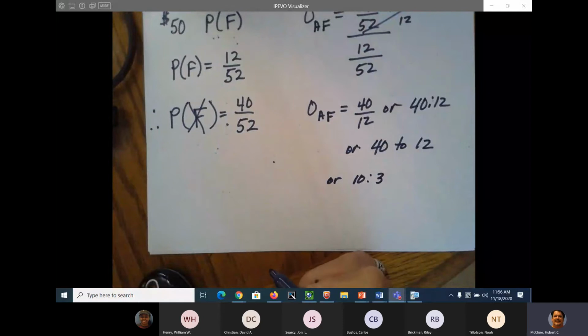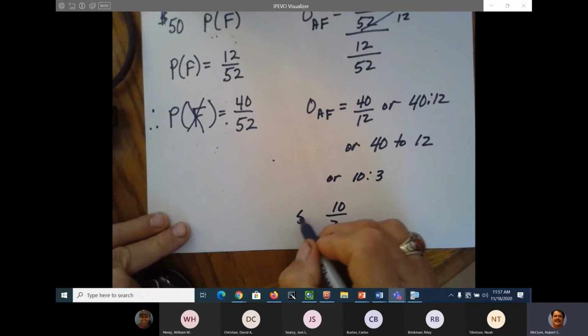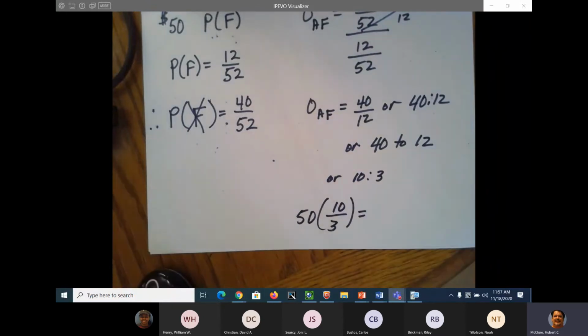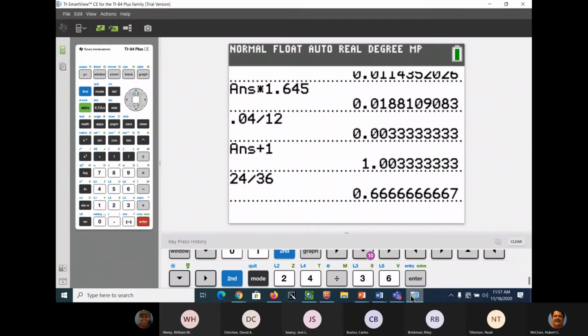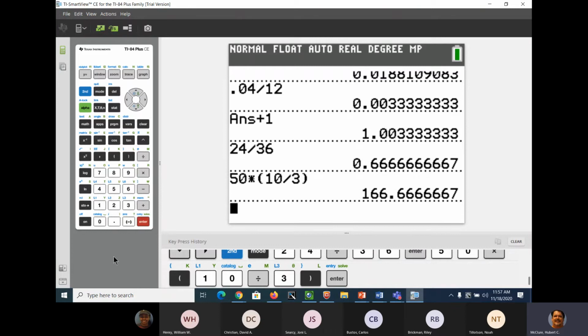Well, what does that mean? Well, that means that 10/3 is going to be multiplied by $50. And what is that? Well, let's take our handy dandy calculator. 50 times, parentheses, 10 divided by 3. And I win $166.67. So I've won basically 3 times my money. Why? Because of the odds against.